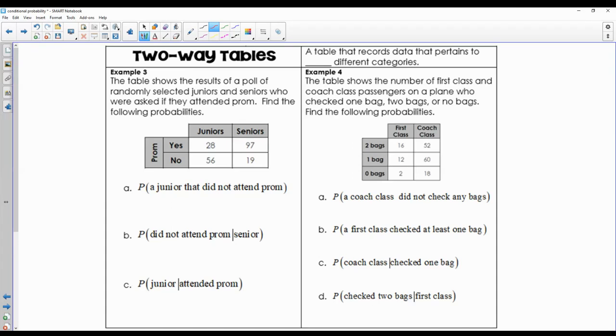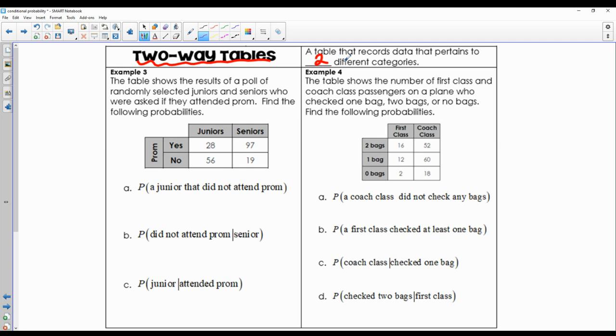All right, so our last two examples, instead of just giving us numbers or drawing Venn diagrams, they've given us what we call two-way tables. And just like the title right here, a two-way table is a table that records data and pertains to two different categories. That just goes in the notes right there.